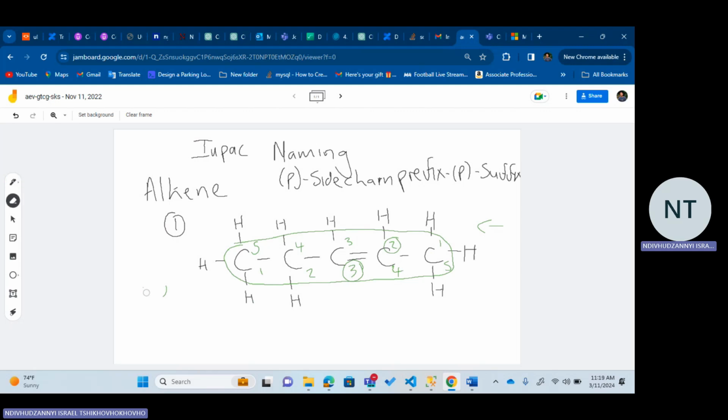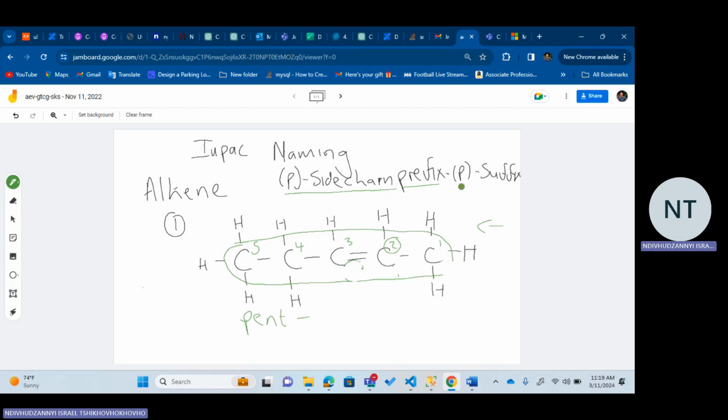Then we can name. For now, we'll ignore the side chain part because we don't have any side chain, but we can look for our prefix. How many carbons do we have? We have 5 carbons. So what's 5? That's pent.